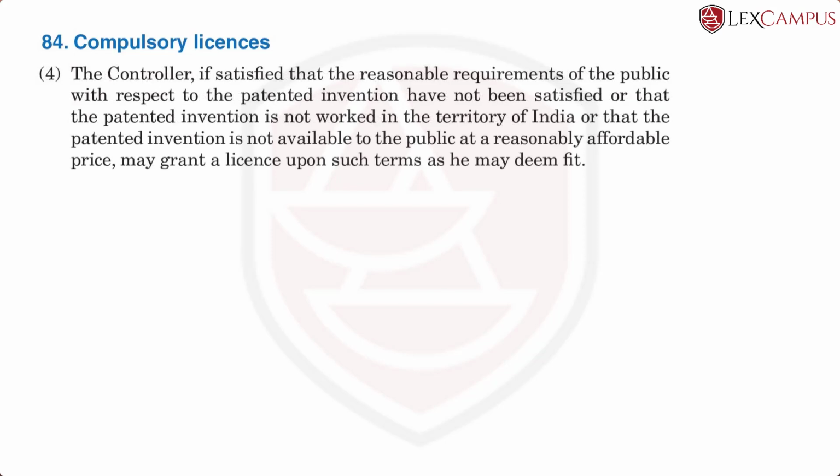4. If the controller is satisfied that the reasonable requirements of the public in respect of the patented invention have not been satisfied, or the patented invention is not worked, or the patented invention is not available to the public at a reasonable price, he may grant a license upon such terms as he deems fit. It's not that all these conditions have to be satisfied. If any one of these conditions is satisfied, the controller can grant a license, and the controller will decide the terms of the license, unlike a normal license or a voluntary license where the parties will decide the terms.